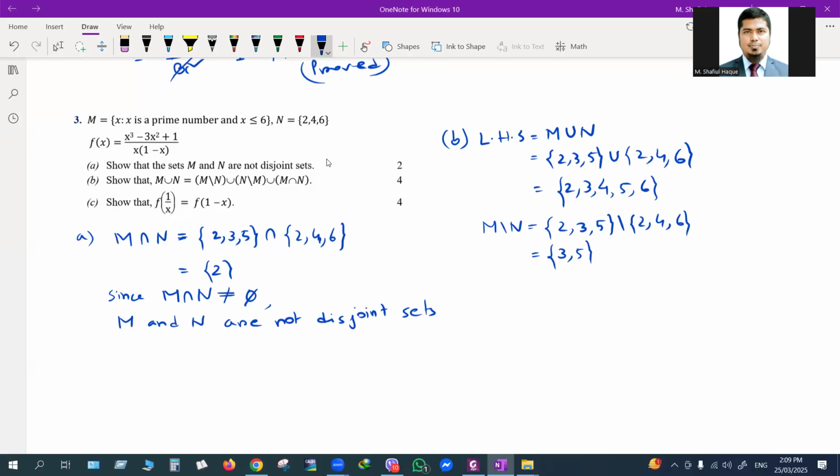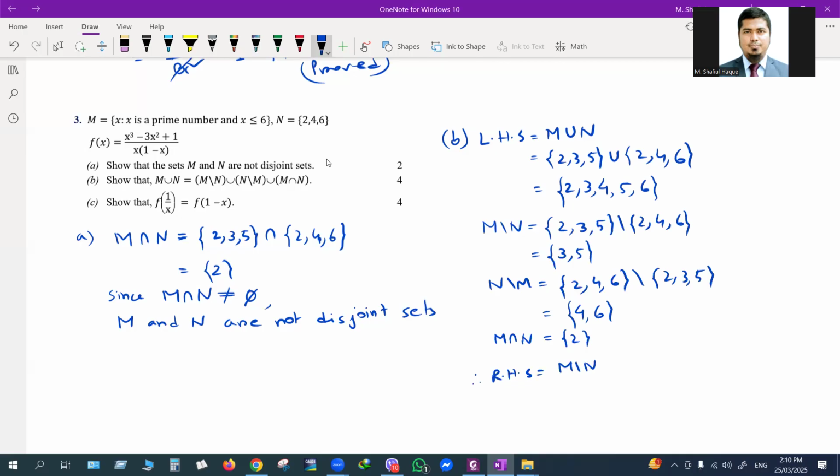N minus M: 2, 4, 6 minus 2, 3, 5, so 4, 6. Only the common element of the first set will be removed, and the other elements of the first set will remain in the set after deletion. Okay. And M intersection N we have got already from A.